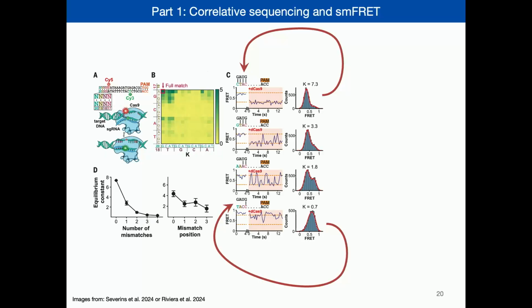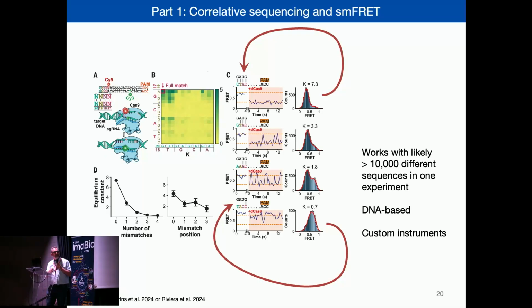And this workflow is potentially to be expanded for 10,000 different sequences or even more. But, and this is my point of view, it is heavily DNA based. So it is basically requiring that you look at DNA and DNA sequence variations. And then the second part is these are highly customized instruments. So you basically have to modify your instrument specially for this kind of purpose.